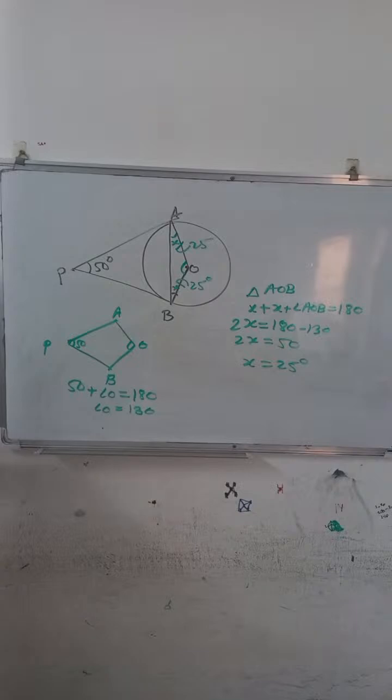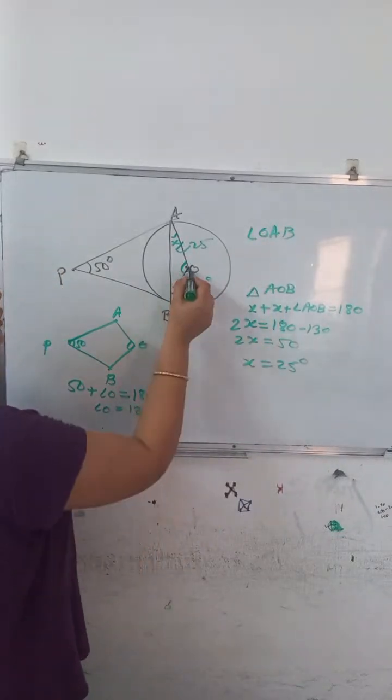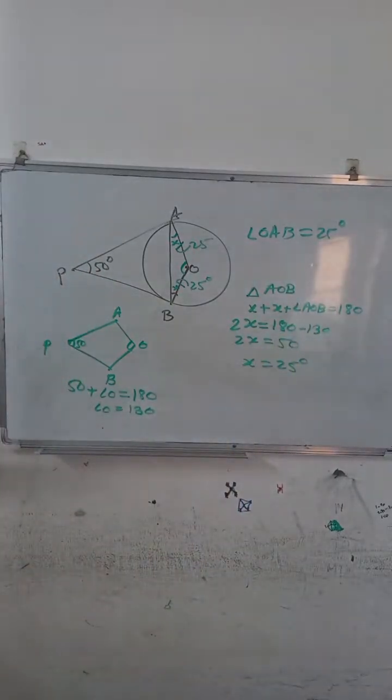And what are they asking here to find out? To find out the angle AOB. Sorry, angle OAB. This angle they are asking. So OAB is nothing but 25 degrees over here. So the answer is option A. Okay, can you get how to solve this?